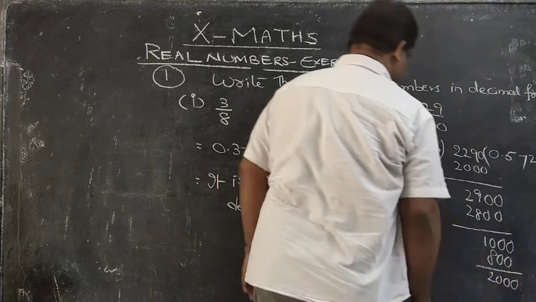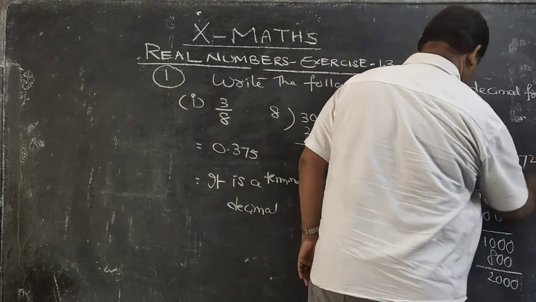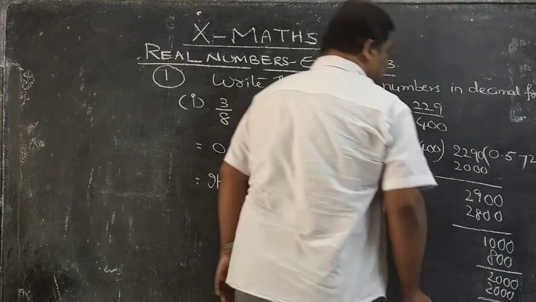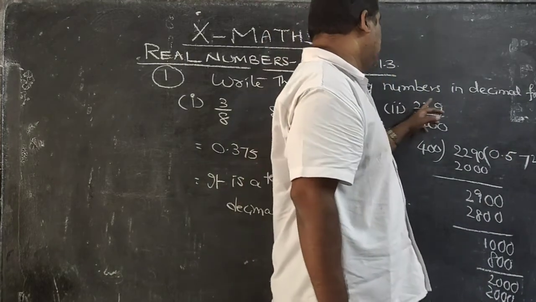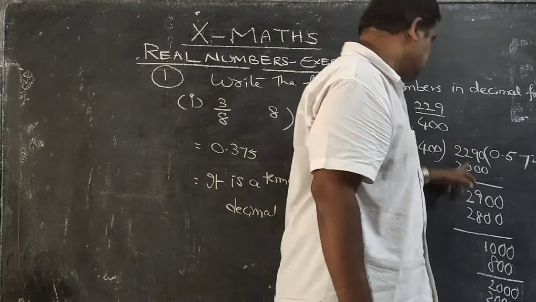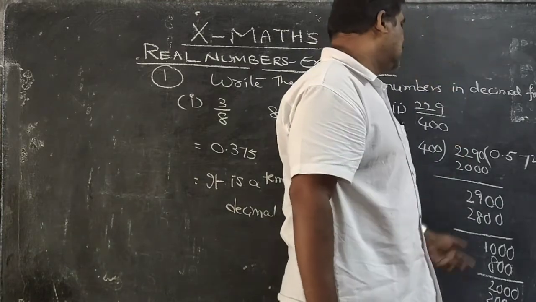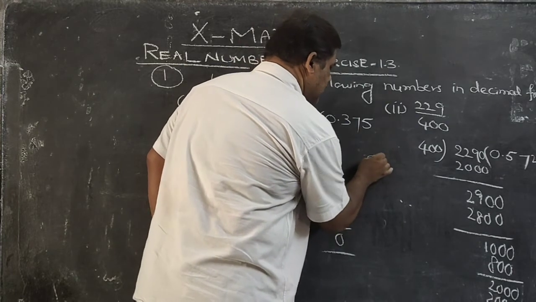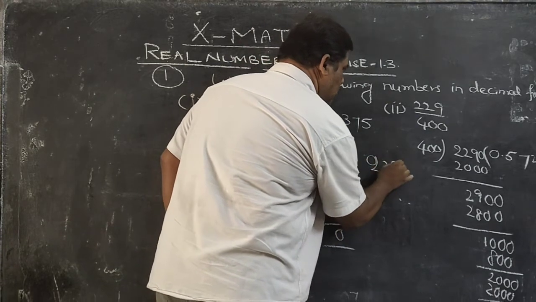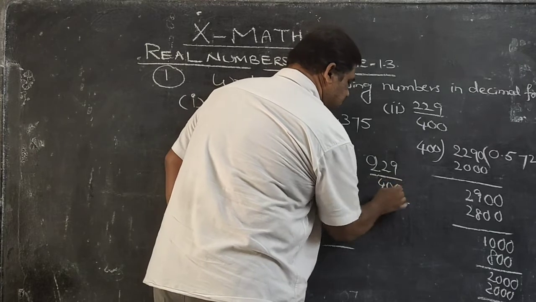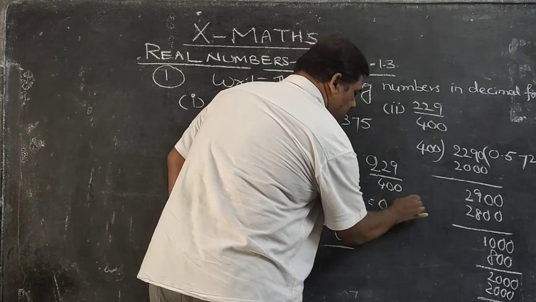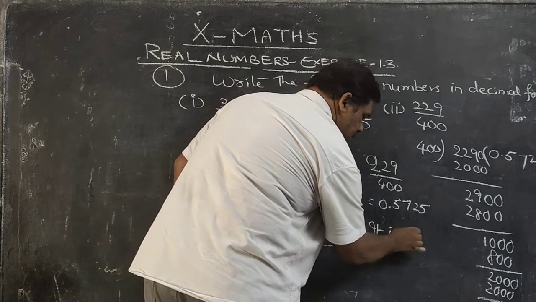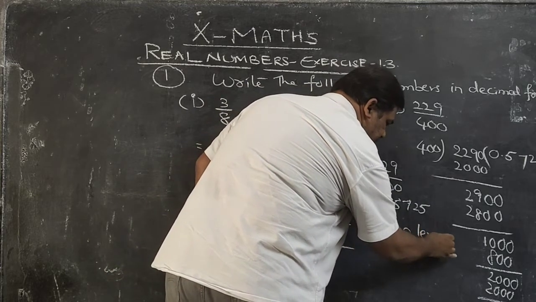Keep 0. This is 5. It is 200, 2000. So when you divide 229 by 400, the division process is ending. So we can say that it is a terminating decimal. Therefore, 229 by 400 is equal to 0.5725. It is a terminating decimal.